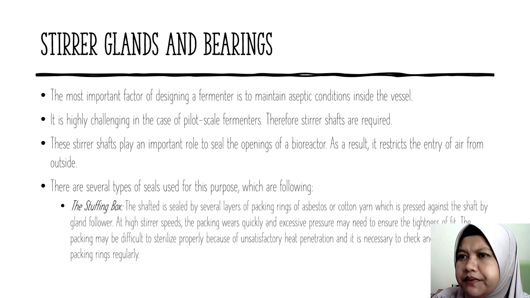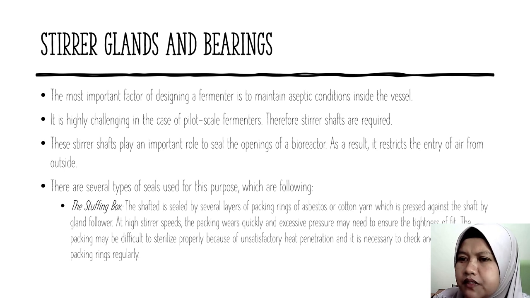Stirrer clamps and bearings. The most important factor of designing a fermenter is to maintain aseptic conditions inside the vessel. It is highly challenging in the case of pilot scale fermenters. Therefore, stirrer shafts are required. These stirrer shafts play an important role to seal the openings of a bioreactor. As a result, it restricts the entry of air from the outside. There are several types of seal used for this purpose, which are the following.